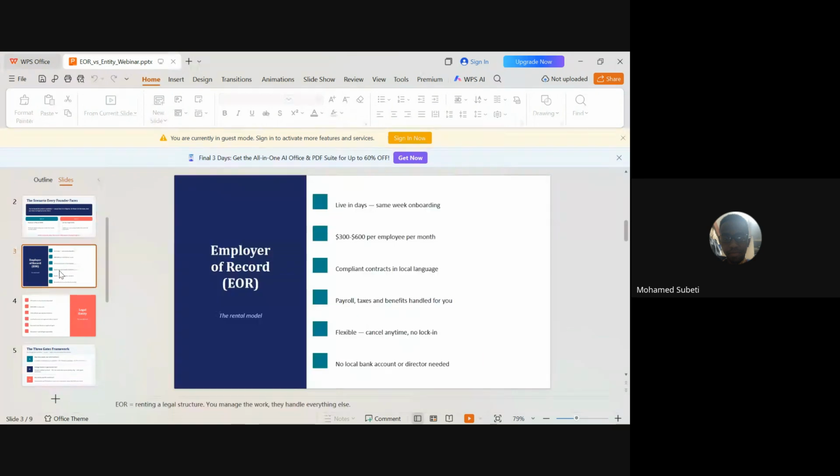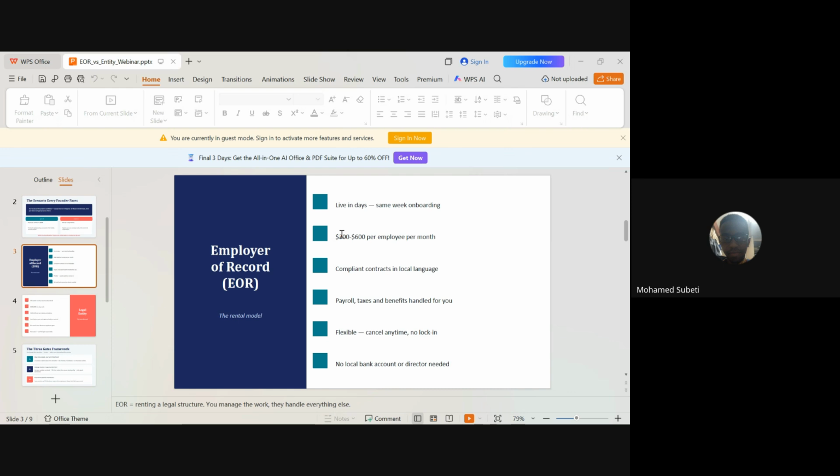Let me start with the scenario most founders find themselves in. You've got product market fit, you've got the budget to hire, and you found the perfect candidate, except that they're in Nigeria or Brazil or Germany, and you have no legal presence there. So what do you do? You Google it, and you find two options, EOR and entity, and then you find 100 opinions about which one is better, and none of them agree.